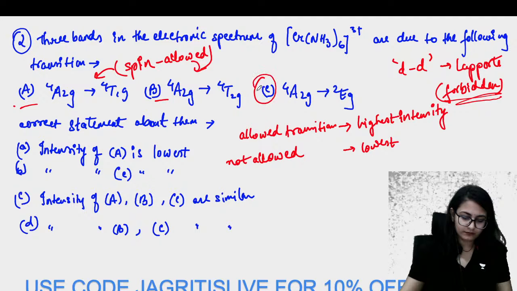Okay, but however C is spin forbidden as well. It is spin forbidden as well because the delta S value is not equal to 0 over here. Yes, right? Okay, so that's the reason the answer is going to be option number B. Intensity of C is the lowest. Okay, let's move onwards.